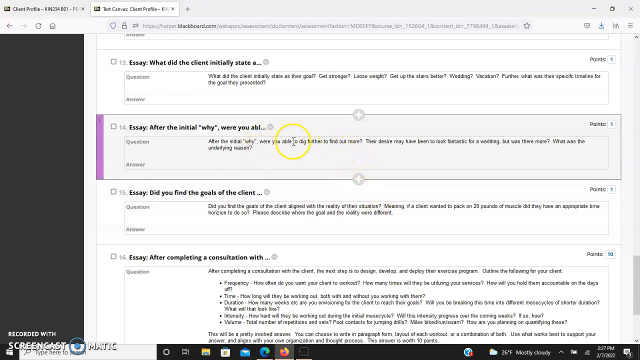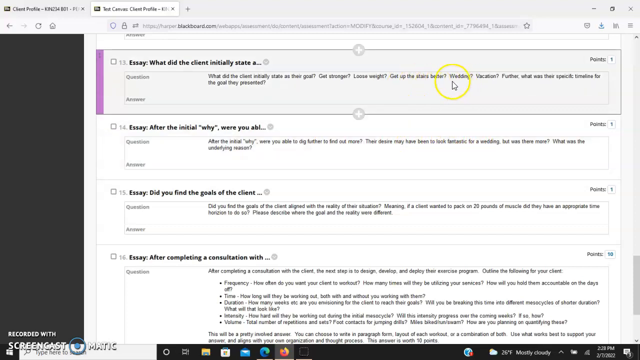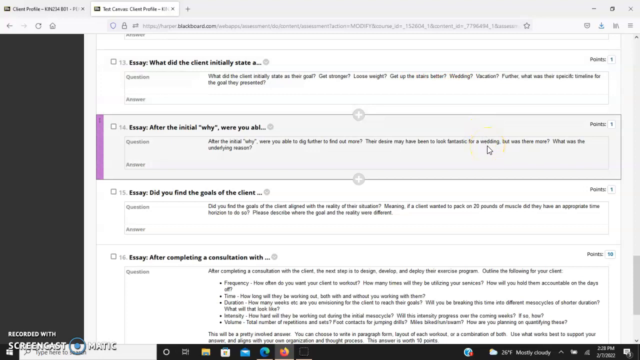The other thing is too, when you look at this, you start to go, okay, why do you want to get stronger? Why do you want to lose weight? You need to dig in and be able to find out more. What I'm looking for here is, great, they want to go ahead and look better for their wedding, but why? Or they want to be able to run around with their kids on the soccer field, but why?